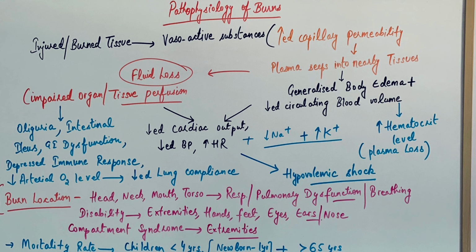Obviously, if the major organs like the kidneys, the lungs, the heart, and the GI tract have decreased oxygen levels and decreased blood supply, it can lead to many complications. For example, what happens in the kidneys? Because of impaired blood perfusion, it can lead to oliguria, decreased urinary output.